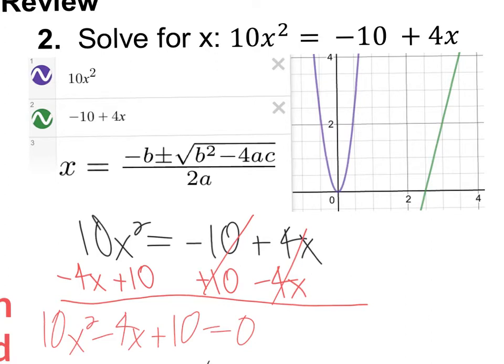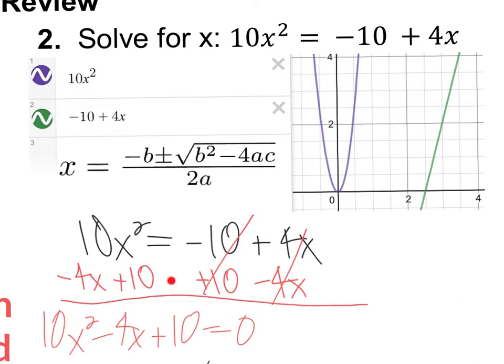To use the quadratic formula, everything needs to be on one side. In other words, the equation has to be in standard form, so ax squared plus bx plus c equals 0. So what I did was I took this negative 10 and I plussed it over, and I took this 4x and I minused it over, and everything will be on the same side. None of these terms combine. 10x squared can't combine with negative 4x because it doesn't have the power of 2, and it can't combine with a 10. So you have 3 separate terms.